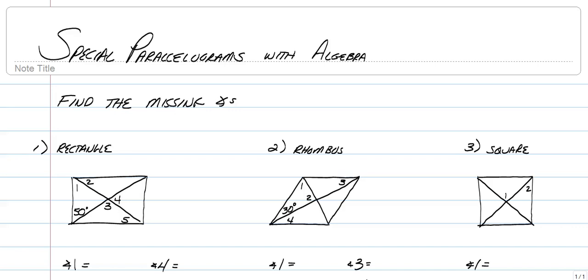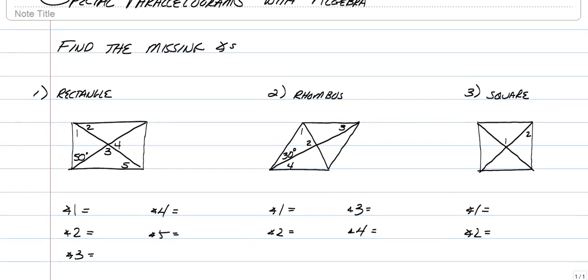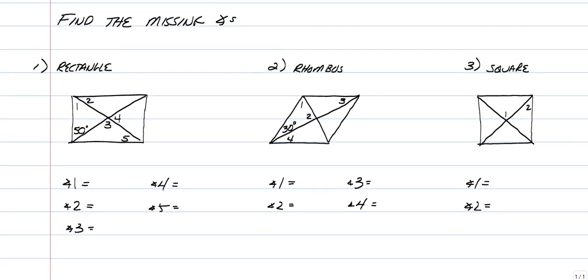In this video we are going to do more work with special parallelograms, meaning our rectangle, rhombus, and square. But this time we're going to apply some algebra to it, or finding missing angles, stuff like that. So it is extremely important that you know all of the properties of each. We're going to start with the rectangle.